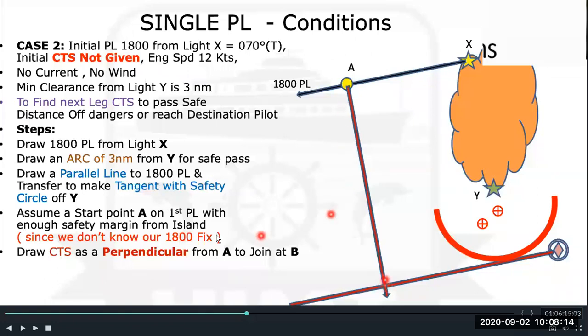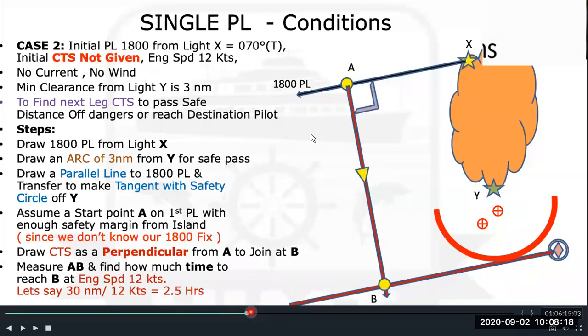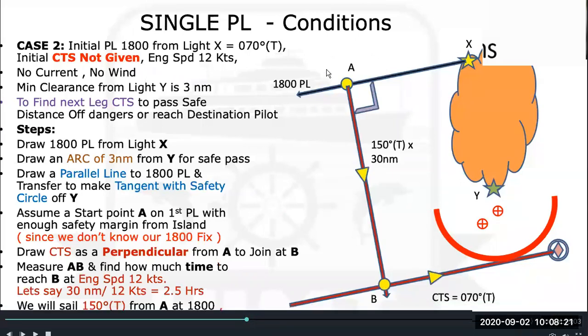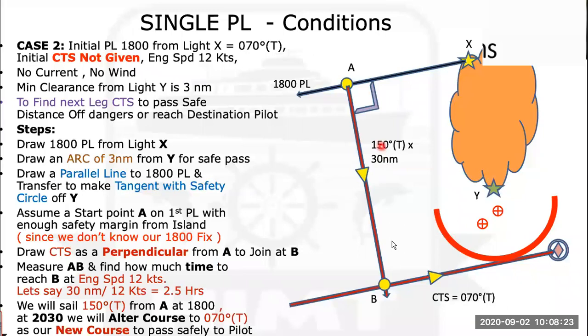So we will measure the distance. Suppose this distance is 30 nautical miles. So the course is given. So 30 nautical miles, we will divide again by 12 knots. So the ship will reach point B at 2030 and will move on the course of 070. So the answer is: at 2030, alter course to 070.